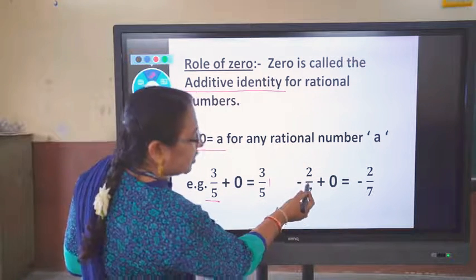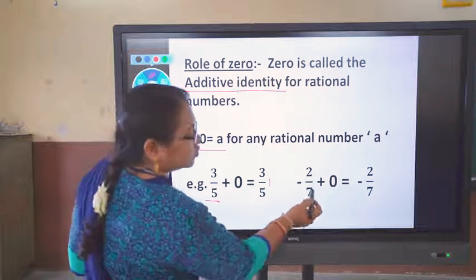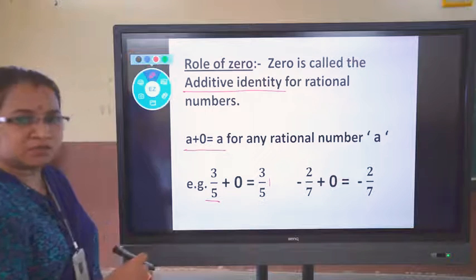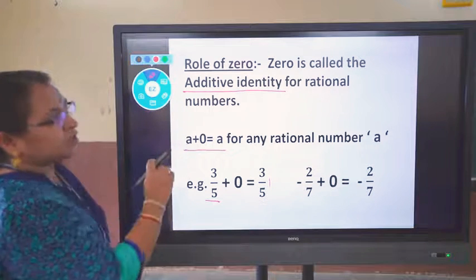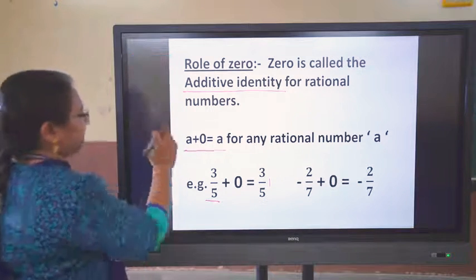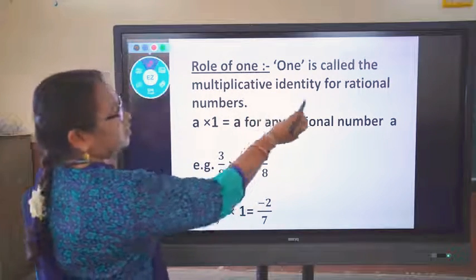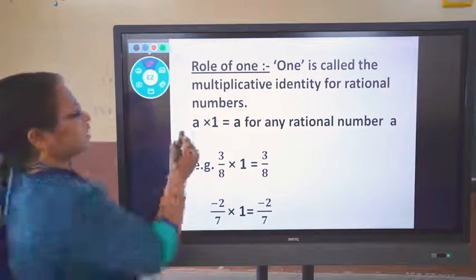Similarly, here I have taken minus 2 upon 7. When we do minus 2 upon 7 plus 0, we get the same answer, that is minus 2 upon 7. So 0 is called our additive identity. Next we will discuss the role of 1. So 1 is called the multiplicative identity for rational numbers.